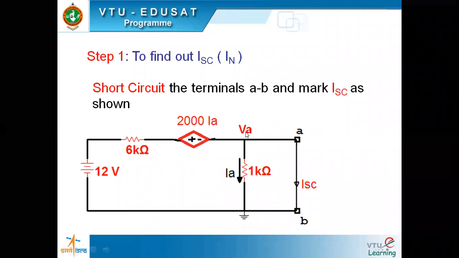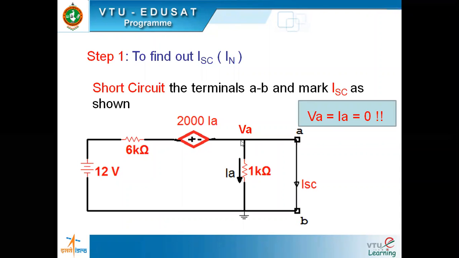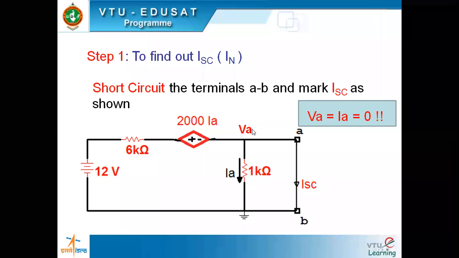So what are they doing? They have marked VA, which means they're following node analysis. And what is VA? VA is 0. You should understand, though I'm marking VA, VA would be 0 in the equation that we write. Since VA is 0, what is IA? IA is VA by 1K, right? Since VA is 0, VA by 1K would also be 0. So IA is also 0, VA is also 0.